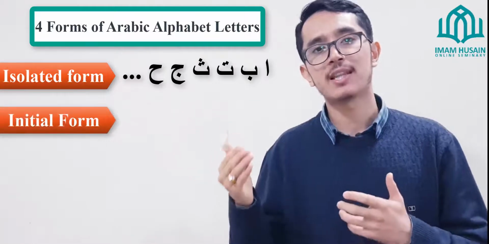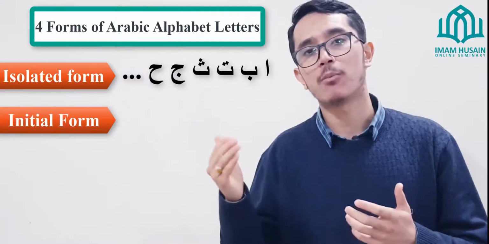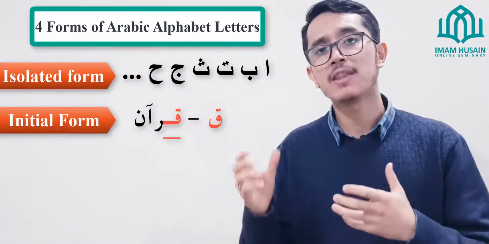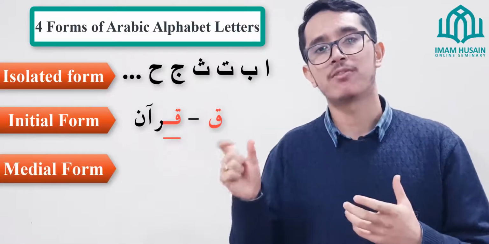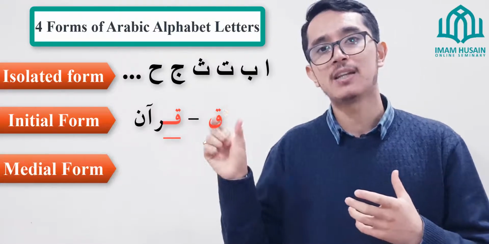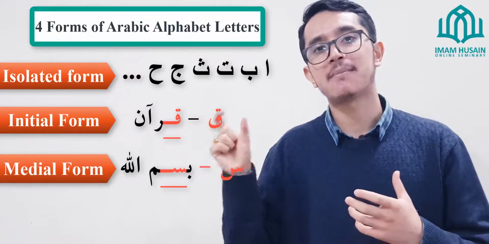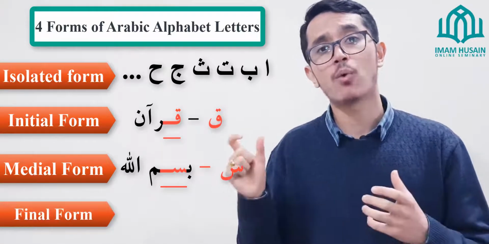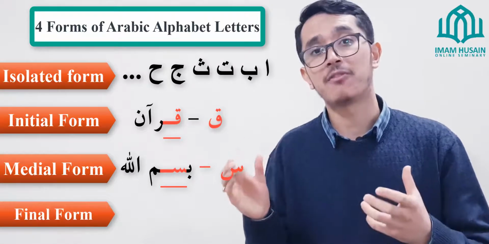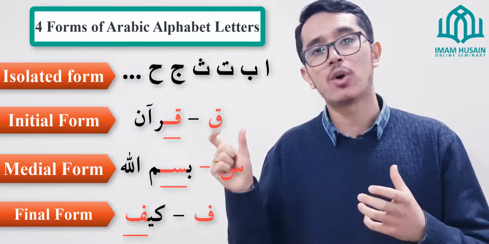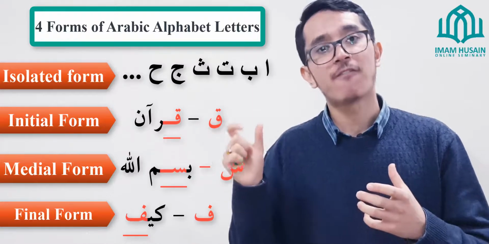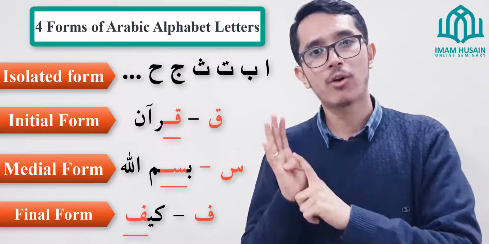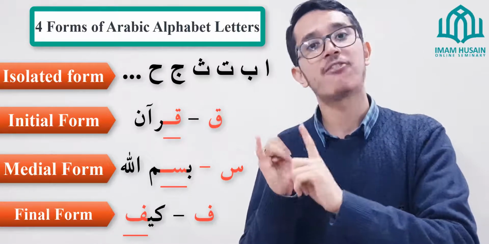If the letter is used at the beginning of a word, it's called the initial form of the letter, like qaf in Quran. If it is used in the middle of a word, it's called the medial form of the letter. As you see, the letter sin in the word bismi is written in medial form. And finally, if it is used at the end of a word, it's called the final form of the letter, as fa in the word kayfa, it's written in final form. So remember them well, 4 different forms for each letter: isolated form, initial form, medial form, and final form.